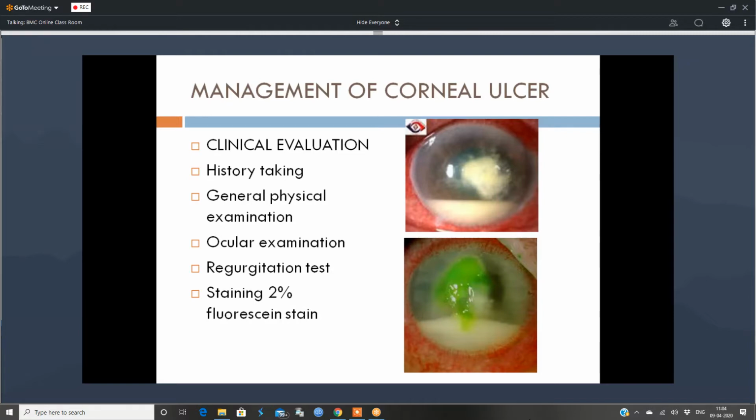So similarly, whenever you are asked to write about management of any disease, you have to first write about investigations and then write about treatment. Coming to management of bacterial corneal ulcer, initially it depends on history taking and clinical evaluation. The patient comes to you with history of pain, redness, watering, photophobia, and the clinical features, just like you see on the picture here.